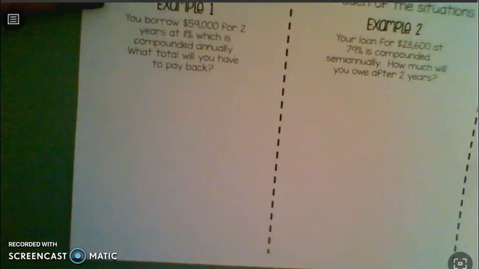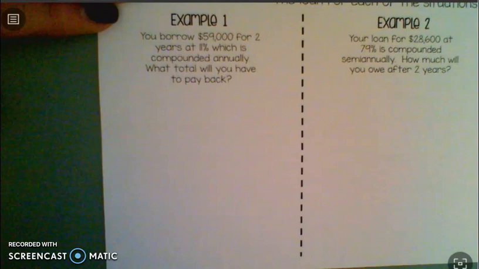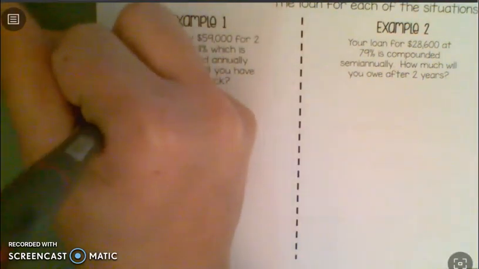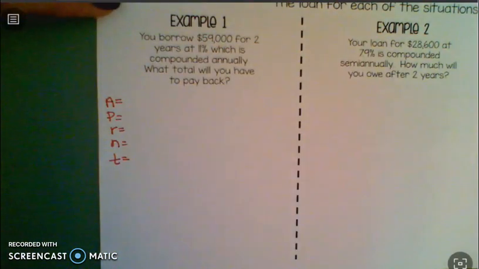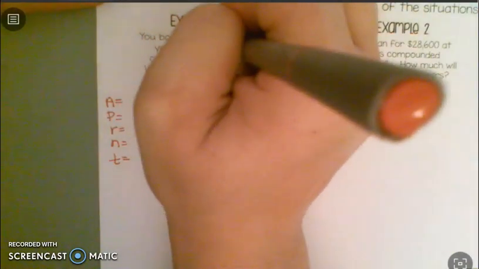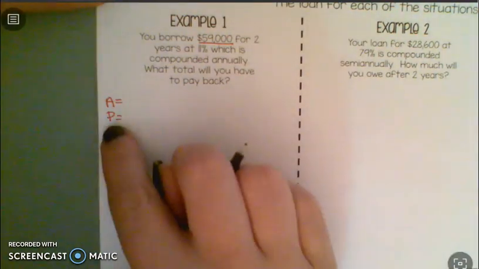Okay, let's go to example number 1. So we're going to label all of the letters first, and then we'll plug it in. So we have A, P, R, N, and T. So the example says you borrow $59,000 for 2 years at 11%, which is compounded annually. What total will you have to pay back? So we have the $59,000. That's what you're starting with. So that's your P.